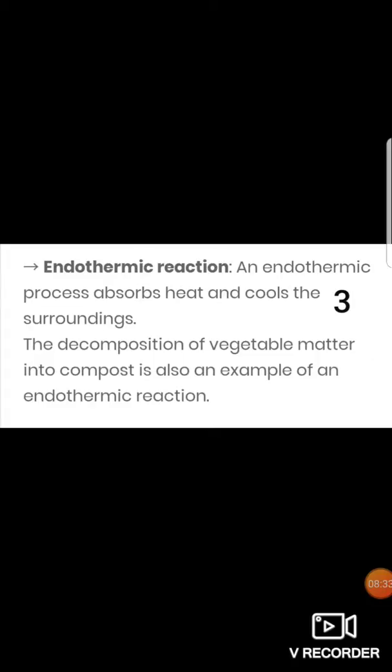What is an endothermic reaction? An endothermic process absorbs heat and cools the surroundings. The decomposition of vegetable matter into compost is also an example of an endothermic reaction.